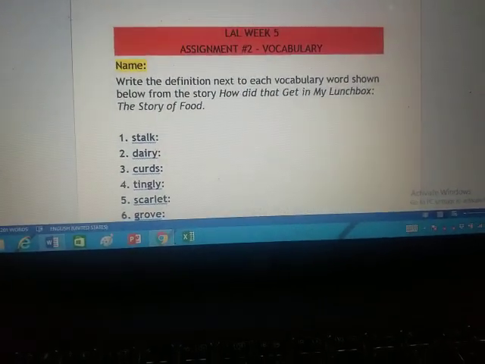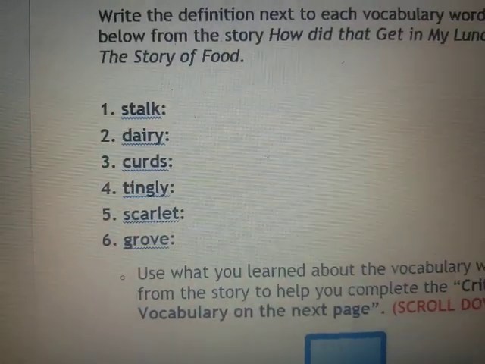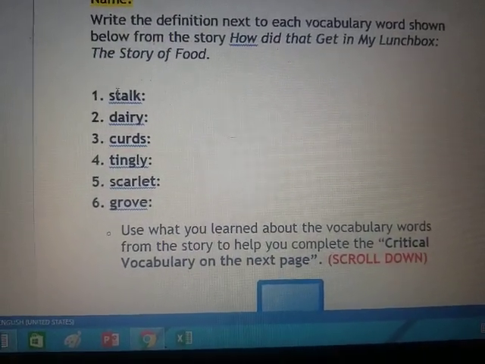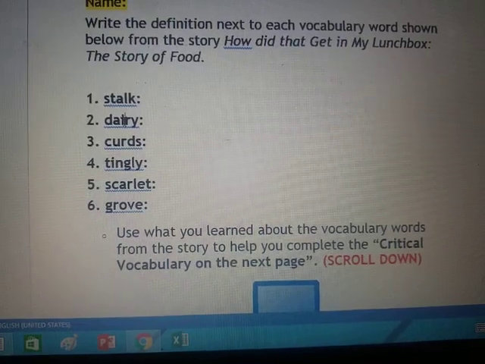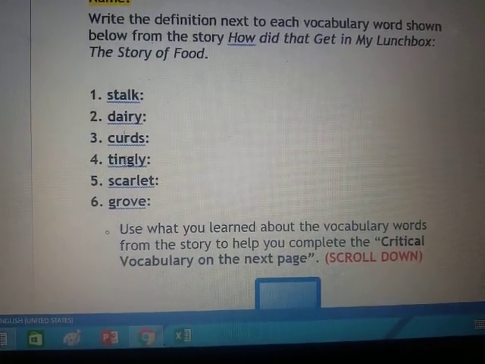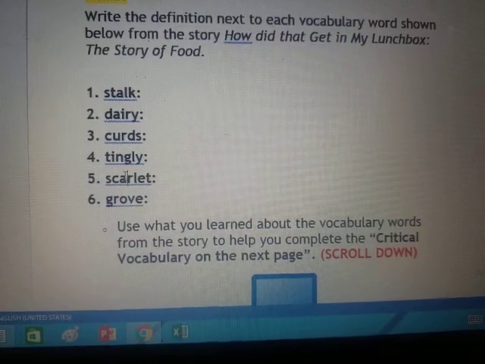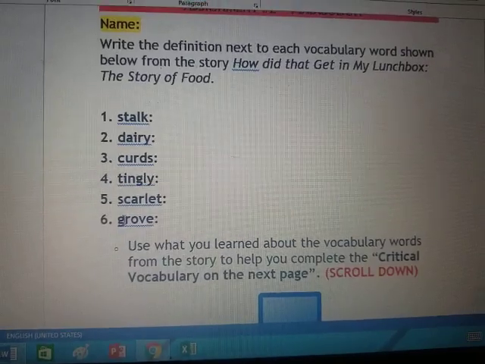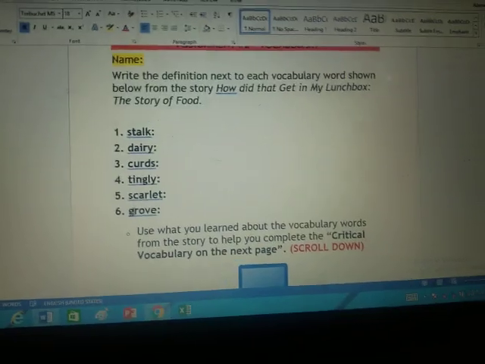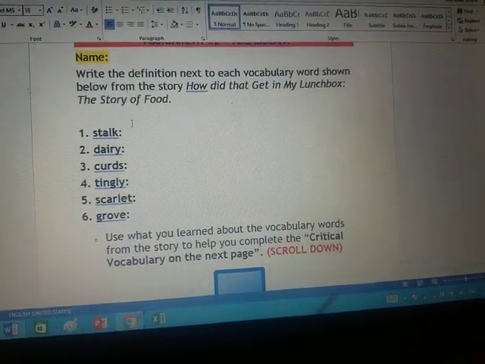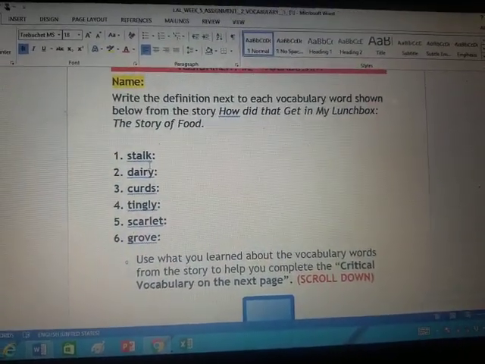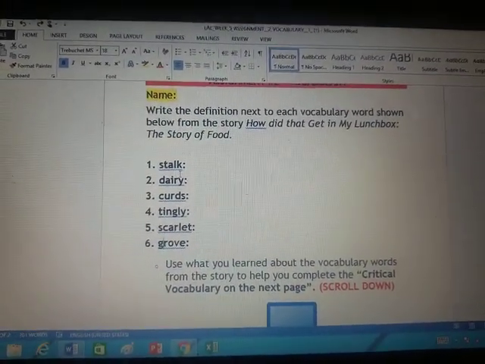The story of food. So here are 6 vocabulary words from the story. You need to tell me what they mean. What does stalk mean? What does dairy mean? What does curds mean? What does tingly mean? What does scarlet mean? And what does groove mean? If you open up your story in your MyBook, I would take out your MyBook. I would find these vocabulary words in your story and use the context clue to help you figure out the definition.